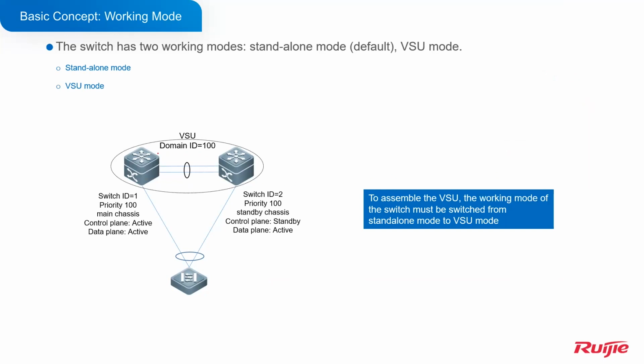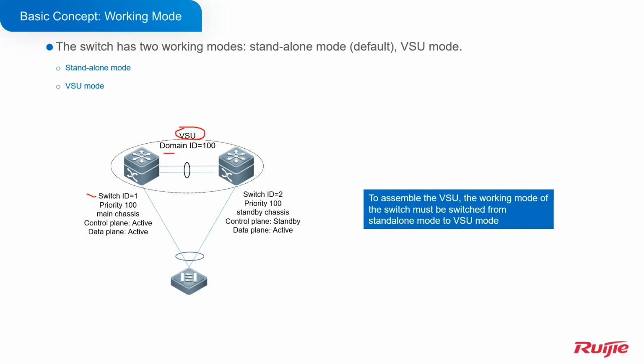Like this, about the VSU, they must be in the same VSU range. To recognize whether we are in the same VSU or not, we have to use the domain ID. And in the same VSU, to distinguish different switches, we will have the switch ID. And as we see, in one VSU, we have one master.